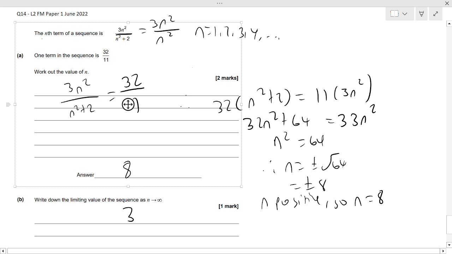But this will lead to cancellation, right? Because the n squareds will cancel out to be left with just 3. Which is how we get that more formally.